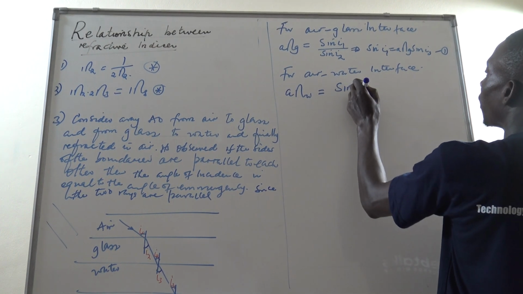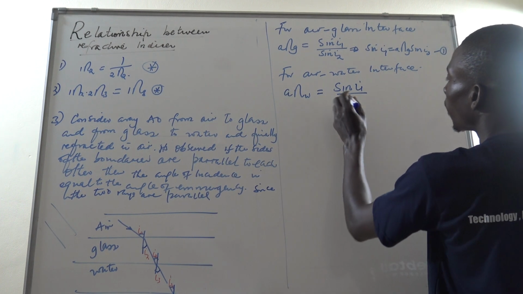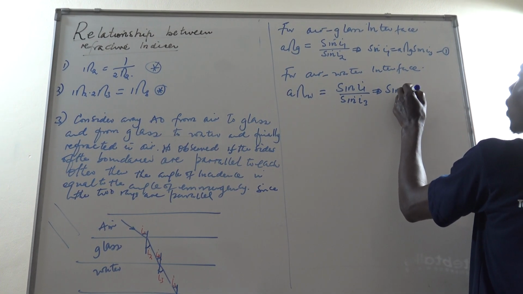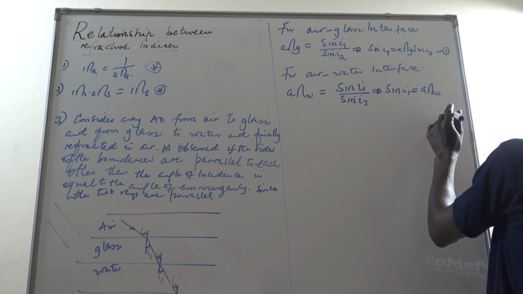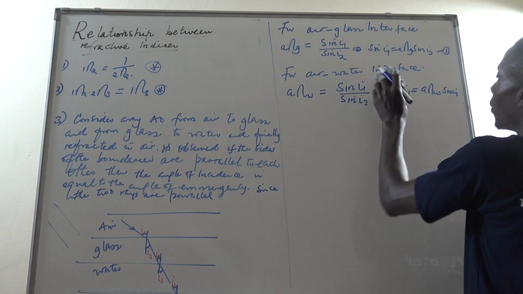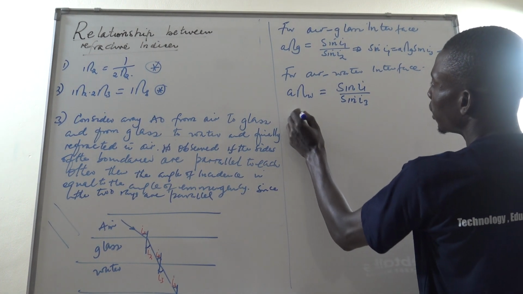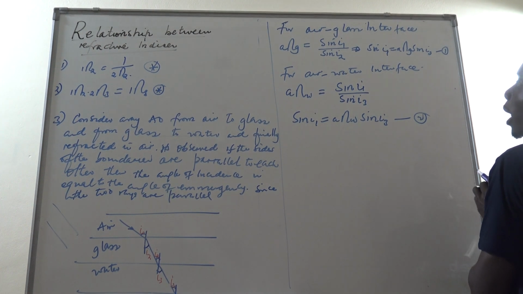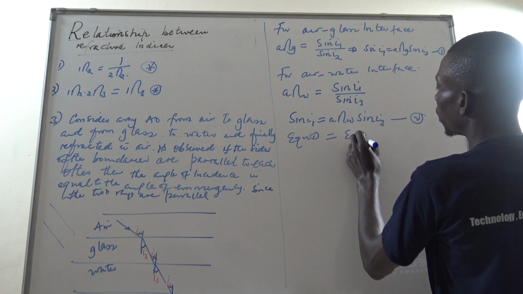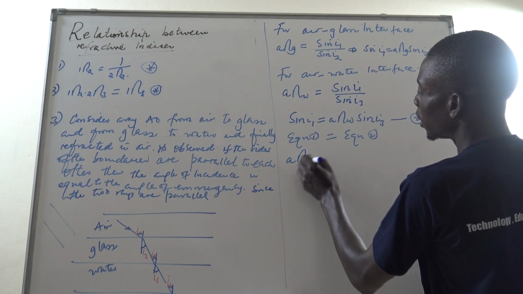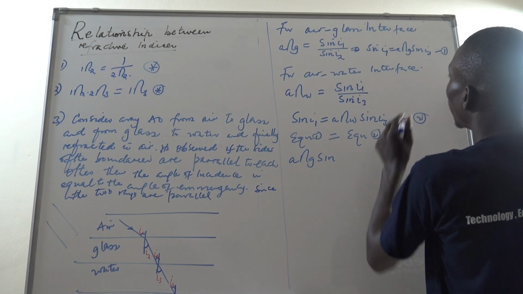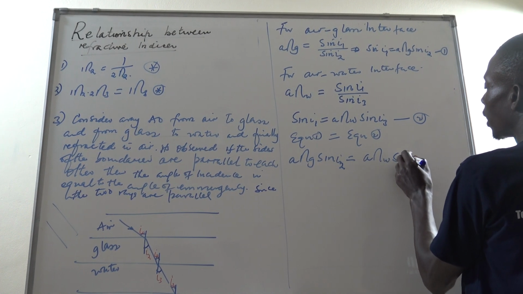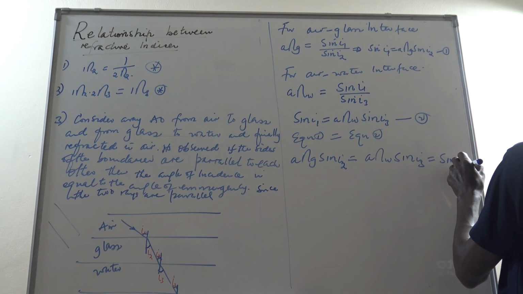So I can say it is sine I1, because it will be sine I4, but I1 is this, I4 is the same as I1, out of sine I3. And that also implies that sine I1 is equal to n of water sine I3. Let me write it in a better place here. And I say that this is sine I1 equal to n of water sine I3, which is equation 2. Okay? So we shall say equation 1 is equal to equation 2. And that is saying that n of glass sine I2 equals n of water sine I3, but we are saying this is the same as sine I1.